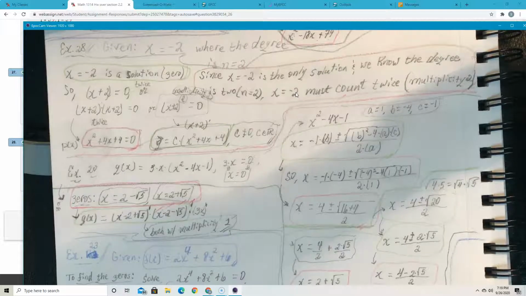Multiple times. How many multiple times? 2 of them. Because the degree has to be 2. And since we only have one solution, then we have to count it twice. If they would have said n equals 3, then we would have had to use this 3 times. And then we would have said multiplicity 3.